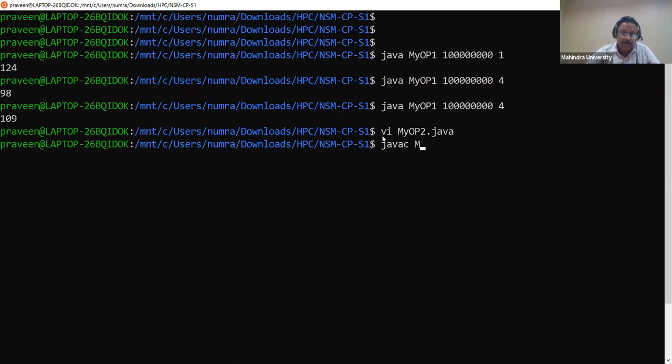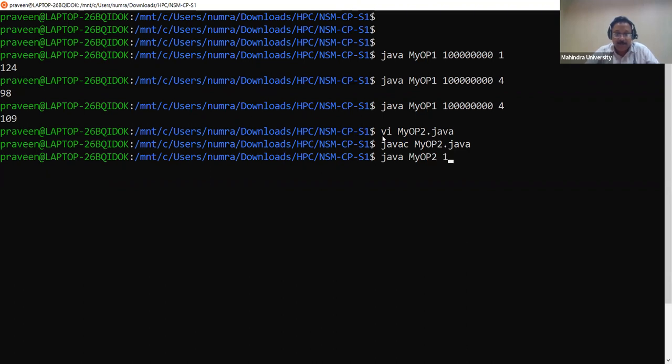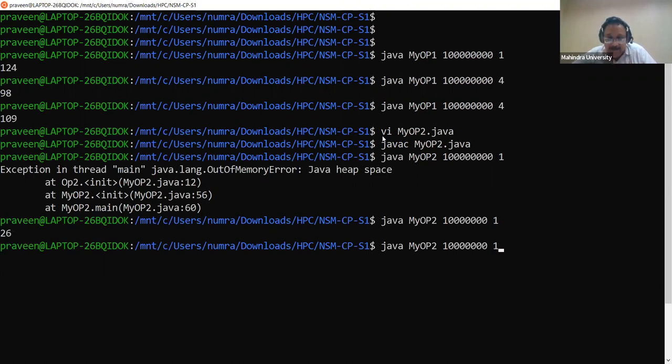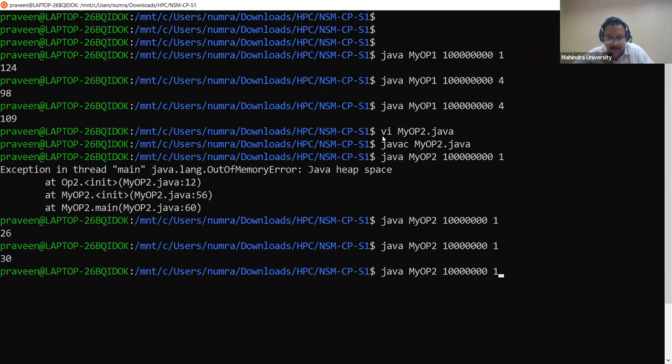Javac myapp2.java. Java myapp2. Okay, out of memory exception. Fine, why? Yes, for the same problem, suppose you run it a couple of times. The average time for this particular addition is 26 or 28 milliseconds.